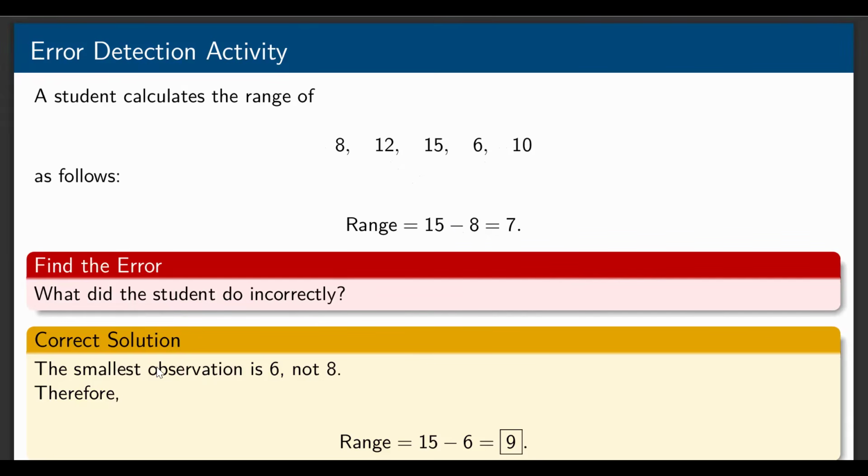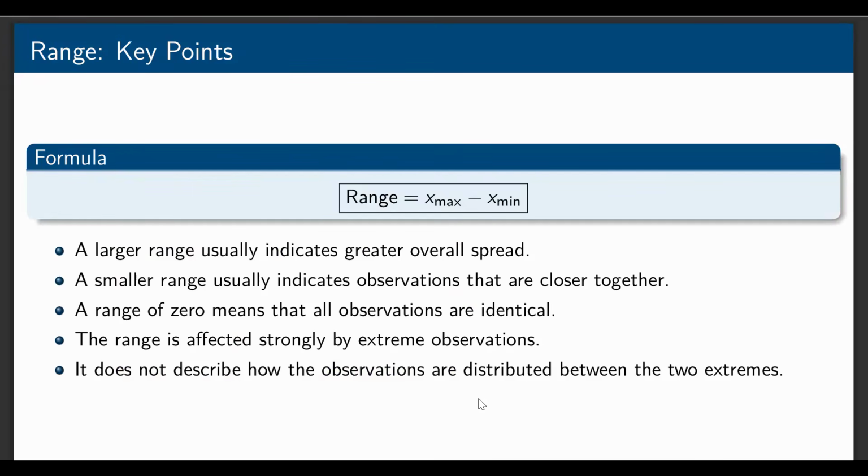So the correct observation is that the smallest number is 6. Therefore, the correct range should be 15 minus 6 equals 9. So these are the key points to consider when working with range.